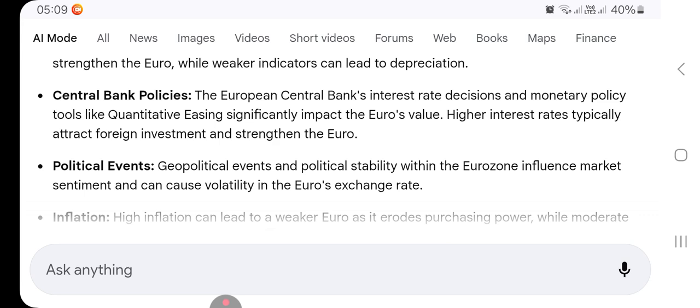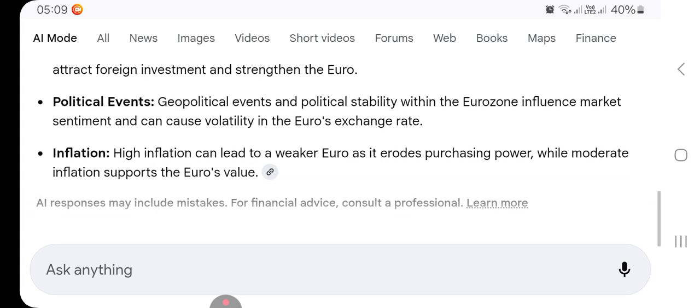Whatever activity will be happening will be strengthening the euro. Another one is that geopolitical events and political stability within the eurozone influence market sentiment and can cause volatility in the euro exchange rate. Even this statement here is highly positive, guys, which gives us more power to focus on the buys when we go to euro. So euro will be very powerful.